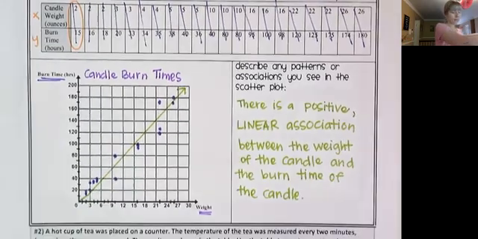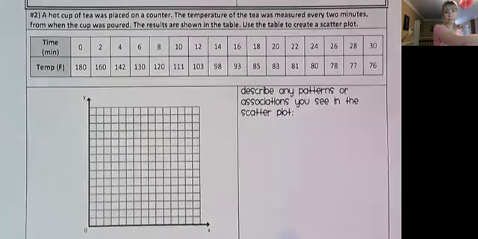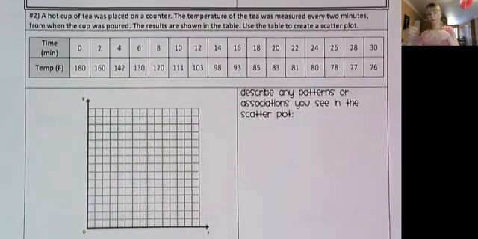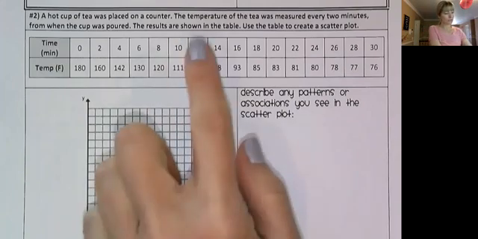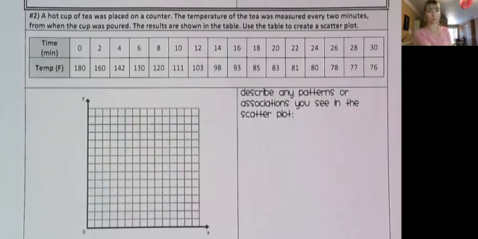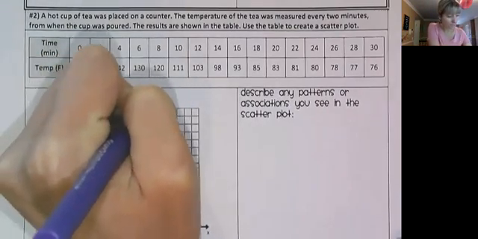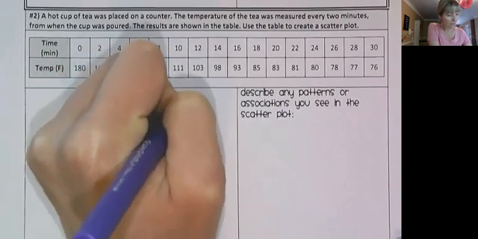So another scenario that's not about candles, down here, number 2. A hot cup of tea was placed on the counter. So you boiled the water, poured it, put the tea bag in there, and then you just left it on the counter. The temperature of the tea was measured every 2 minutes from when the cup was poured. So this is all about the temperature of the tea. So actually right now, I'm going to do that thing that I know is really good to do on a scatter plot, and I'm going to give it a title. I'm going to call it tea temperature.